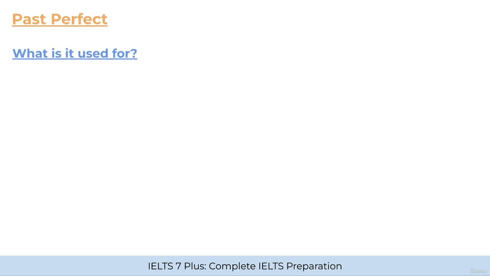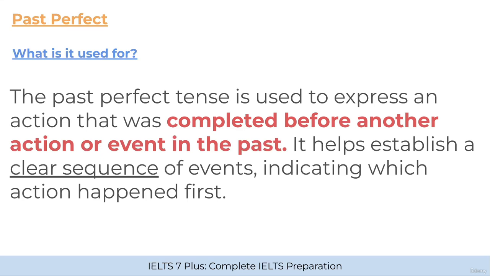Okay, firstly, what is it used for? What is the purpose of it? Well, it expresses an action that was completed before another action, all in the past. So it's almost like a way to establish a timeline or a clear sequence of events. You can think about what action happened first and then what came after it.